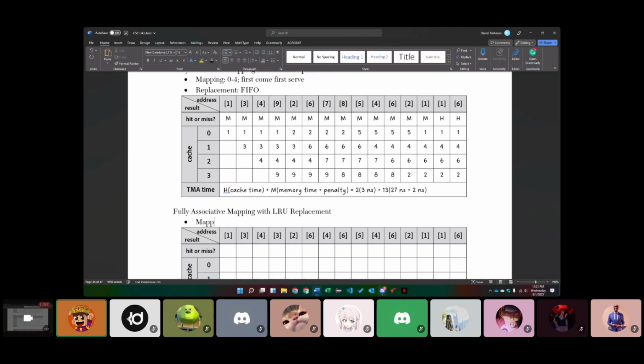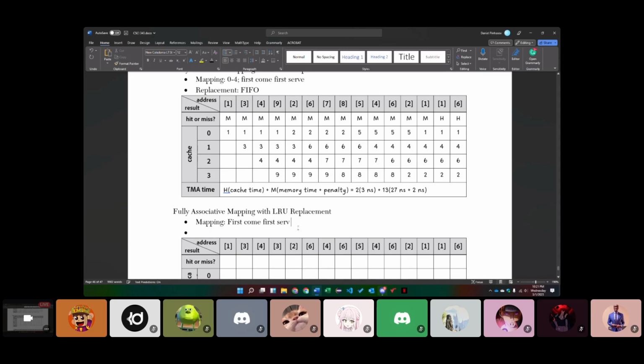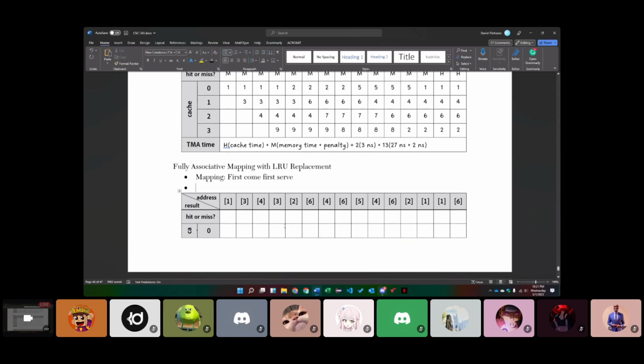The mapping is again first come, first serve, because of fully associative mapping. The only time it's not first come, first serve is when he says direct mapping. Otherwise, it's just first come. And then the replacement, LRU, least recently used. And yeah, we'll see what that means now.